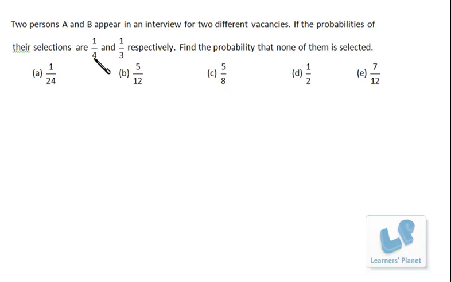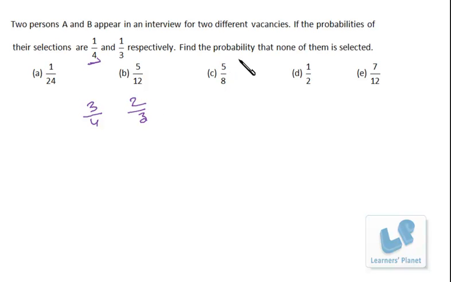Now this 1/4 is the probability of selection of A. Okay, so that is the probability of selection. So the probability of rejection will be 3/4. And the probability of selection of B is 1/3, so the probability of rejection will be 2/3.